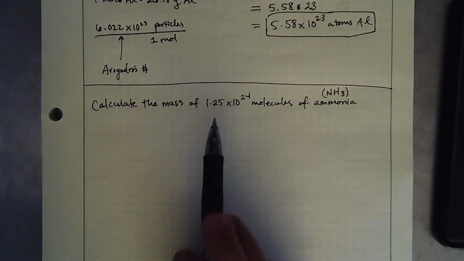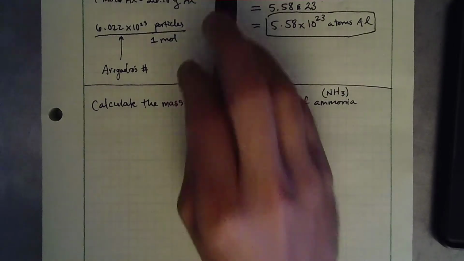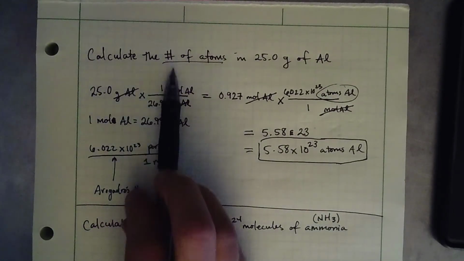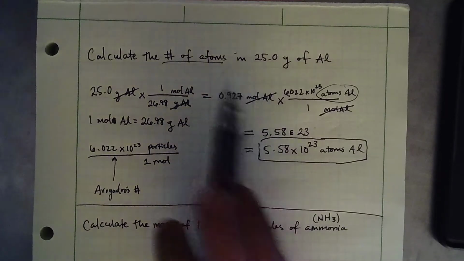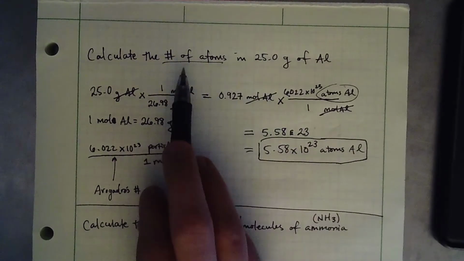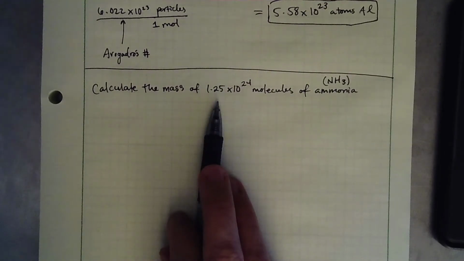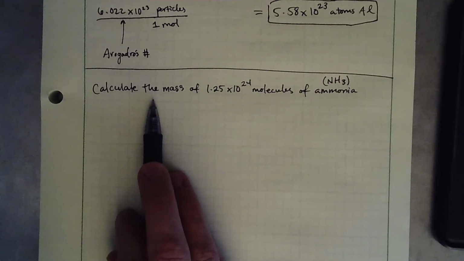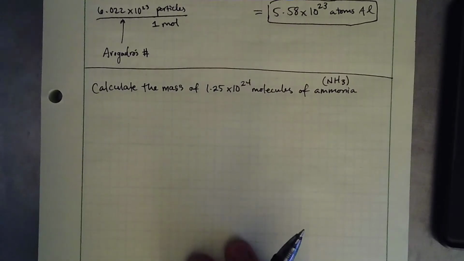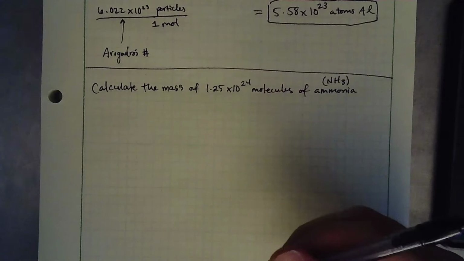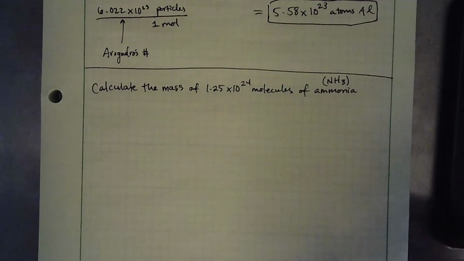This is the exact opposite of this problem from before. Here we were starting with mass and going to number of particles. Here we're going to start with number of particles and we need to figure out the mass. So we're basically going to do those two steps that we did up there, but in reverse. Let me show you how that works.